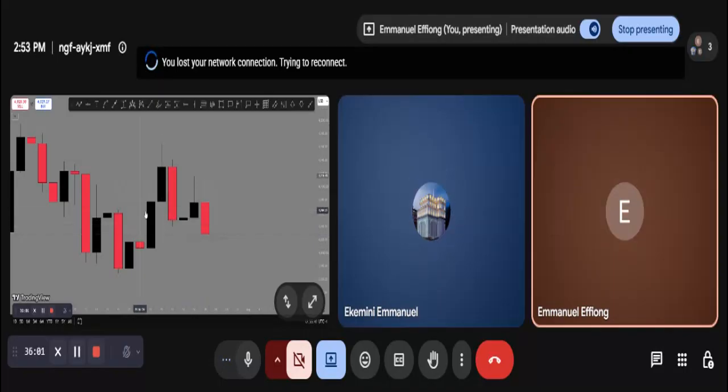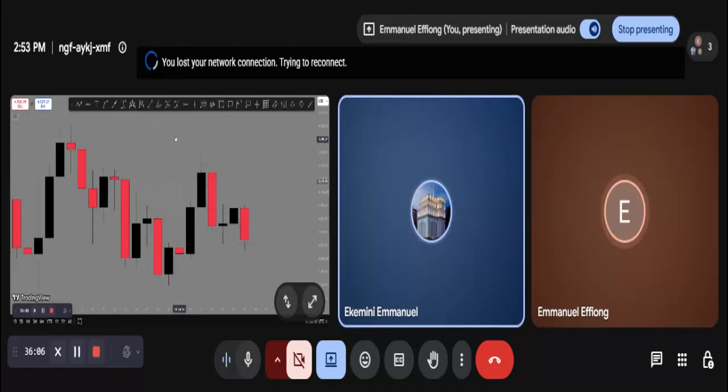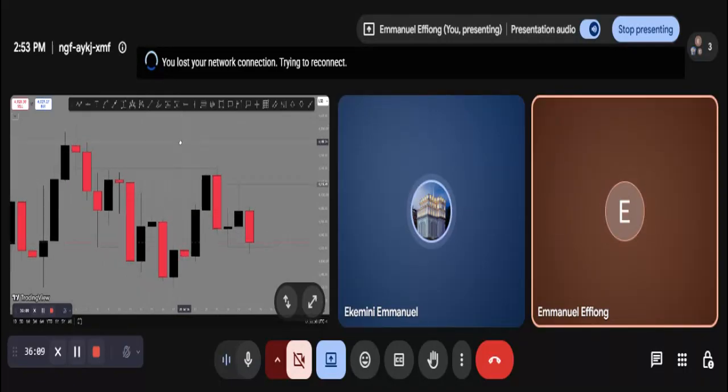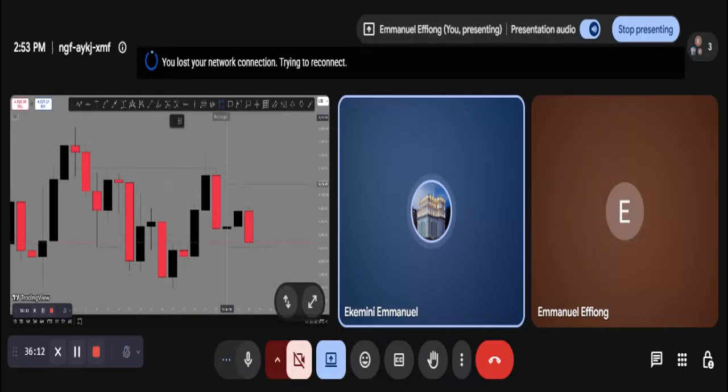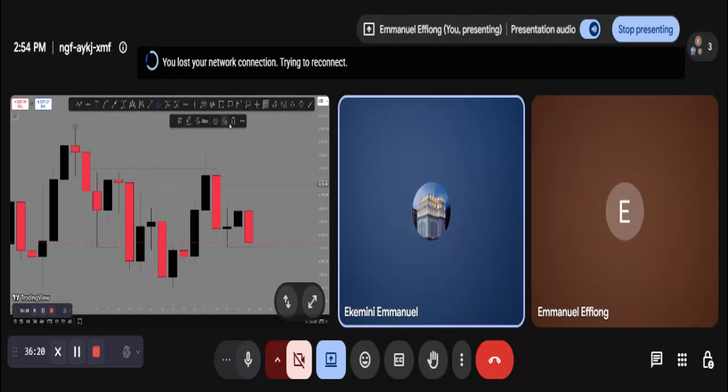Okay, but then let me analyze this. Normally you have to start your analysis so that you understand the storyline. So let's look at this. You agree with me that this is a swing high, right? Yes. So after this swing high, we have this. What is this? That's an initial rejection.